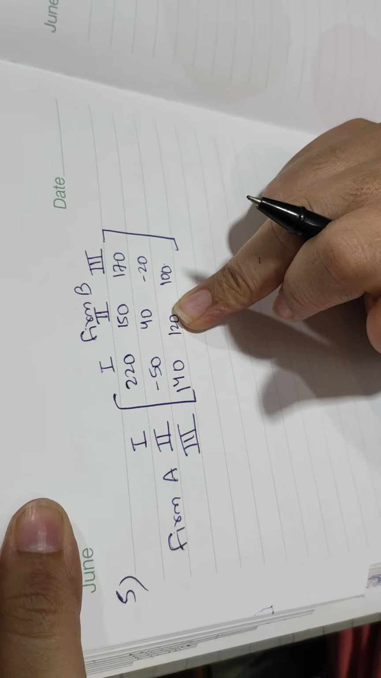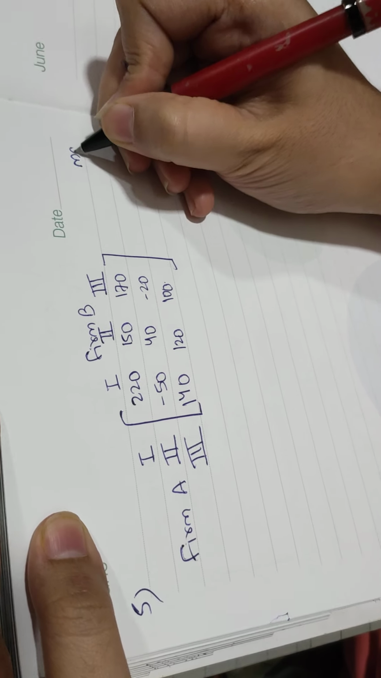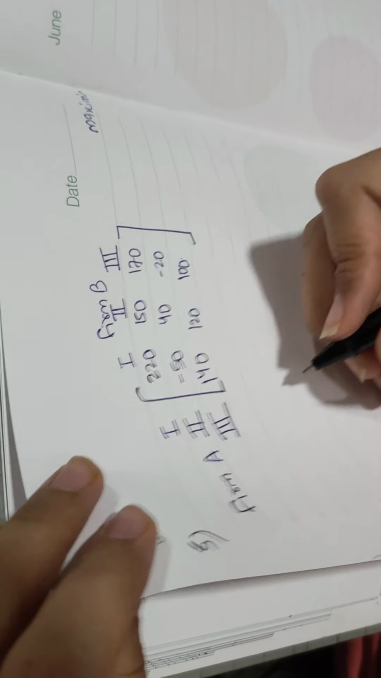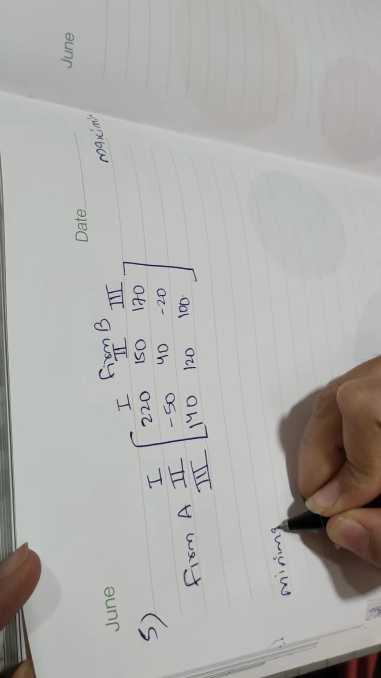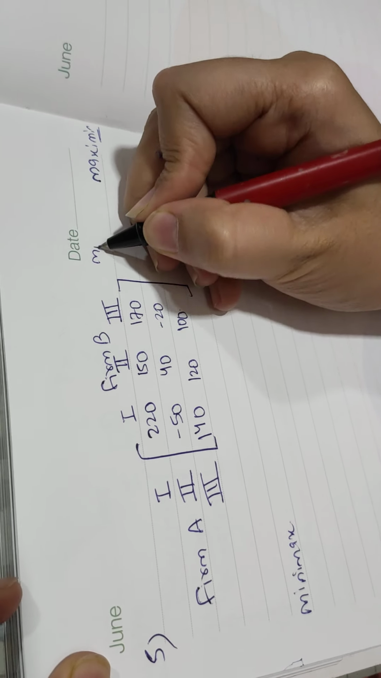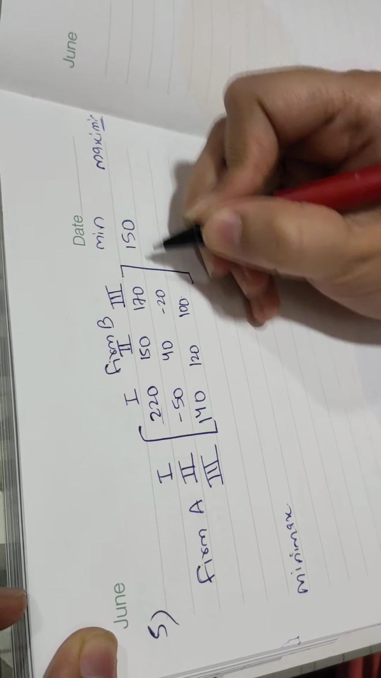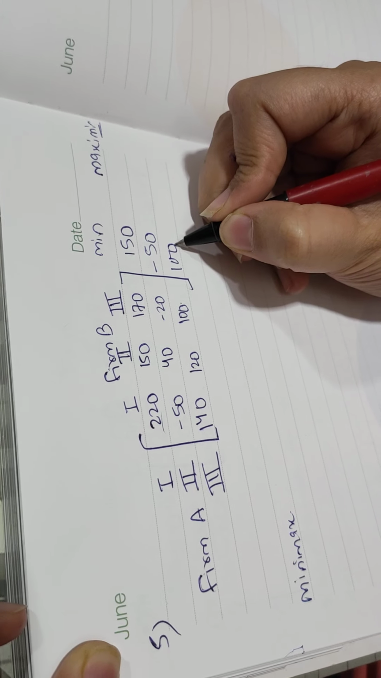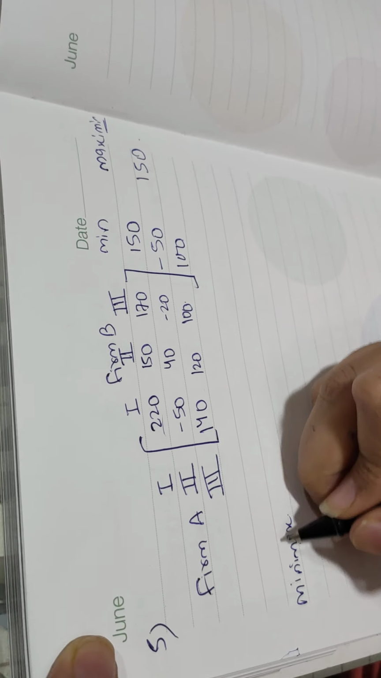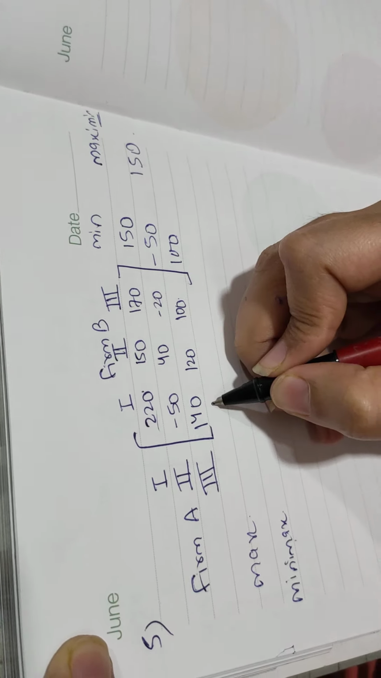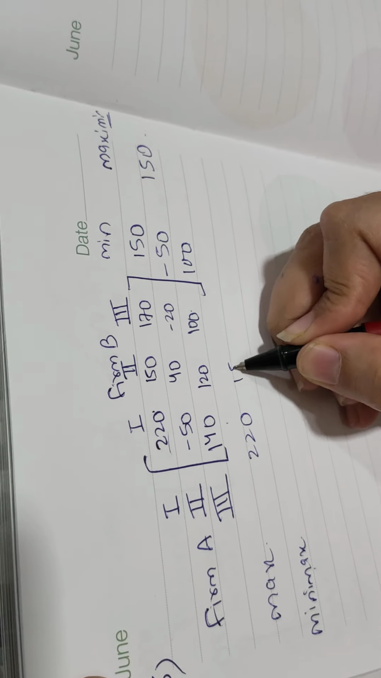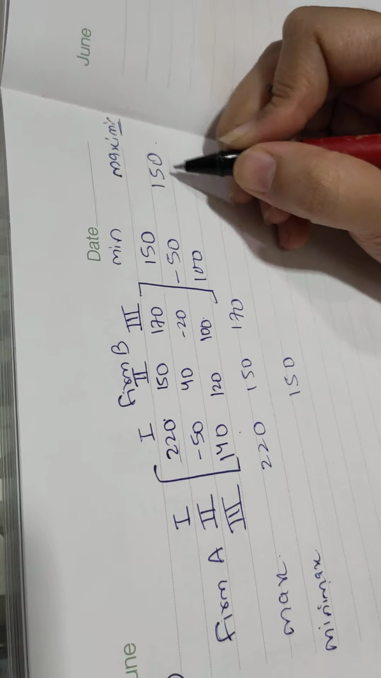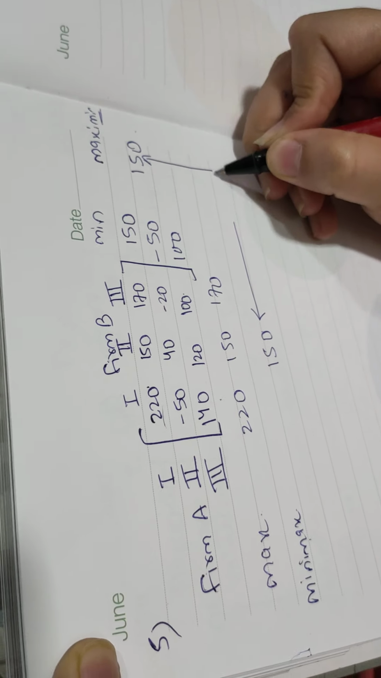For this also we need to calculate the value of game, maximin, minimax. Maximin, first we will calculate the minimum value. Minimum of these three is 150, minimum of these three is minus 50, minimum of these three is 100. Maximum from all these three is 150. Minimax, first we will calculate the maximum number. From these three, maximum is 220, 150, 170. From these three, the minimum number is 150. 150, 150 is the saddle point.